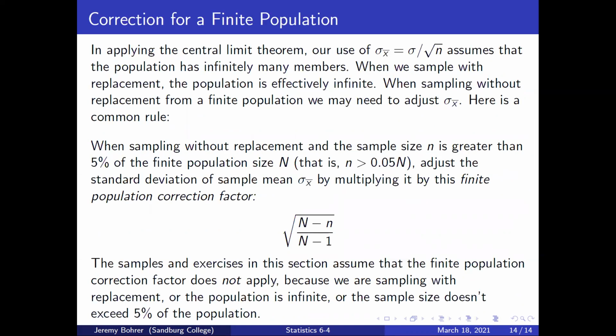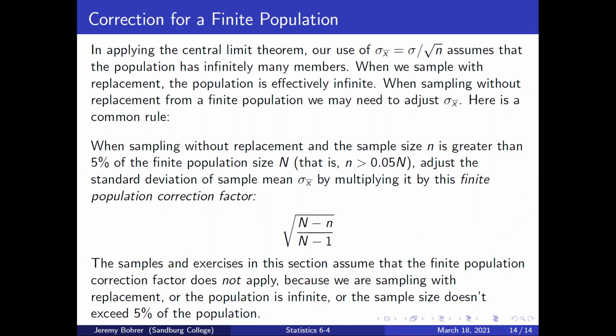In applying the central limit theorem, our use of sigma sub x bar equals sigma divided by the square root of n assumes that the population has infinitely many members. When we sample with replacement, the population is effectively infinite. When sampling without replacement from a finite population, we may need to adjust sigma sub x bar. Here is a common rule.